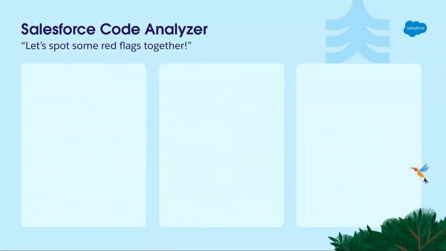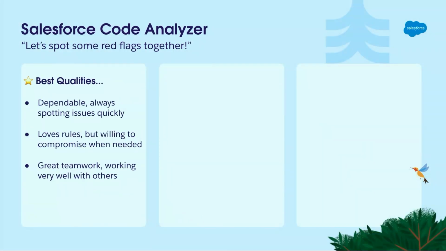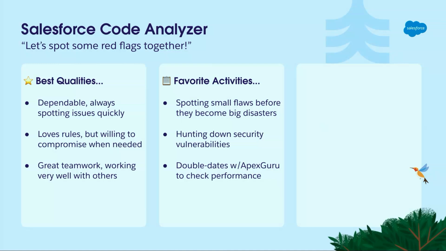Perfectly said, perfectly said. All right, best qualities of Code Analyzer. It's dependable. It's a very, very fast set of engines to find problems. Code Analyzer loves rules, but is willing to compromise. That's especially true with Code Analyzer 5 that allows you great customization through a codeanalyzer.yaml config file. And finally, it's good for great teamwork. If you get everyone on your team building code that meets a certain Code Analyzer review spec, everybody's going to be writing the same quality.